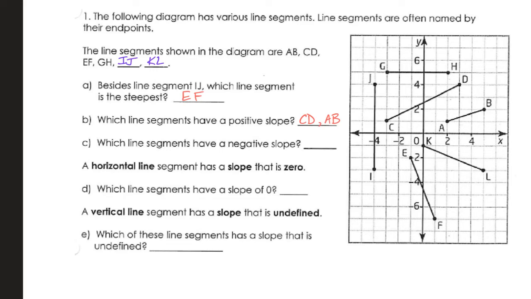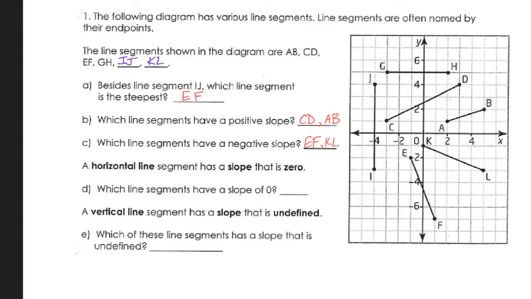Okay, which line segments have a negative slope? So now I need line segments that are falling to the right. And that would be line segment EF, and KL. There we go. So if we matched up, then I'm going to argue you probably have a pretty good sense of what's a positive and negative slope. Okay, let's look at the next section of problems.